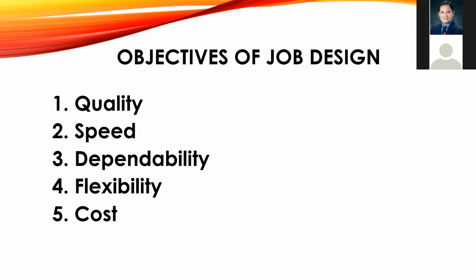Next is the cost. All the elements of job design described above will have an effect on the productivity, and therefore, the cost of the job. Productivity in this context means the ratio of output and labor input. For example, the number of customers served per hour or the number of products made per worker.